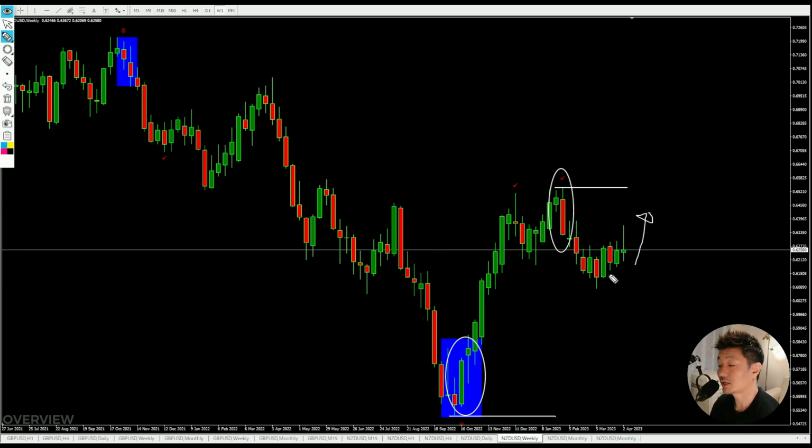However, if you recall my last analysis, I was mentioning that there's a possibility that this bias can be reverted back to short due to trendline breakouts in these levels right here. So let me go ahead and show you what's happening at this moment. Let's go over to the 4-hour chart.